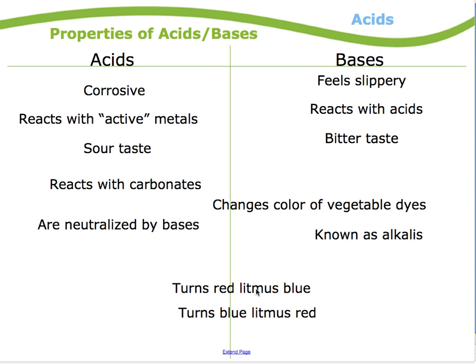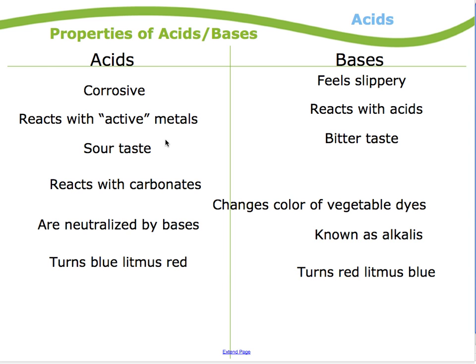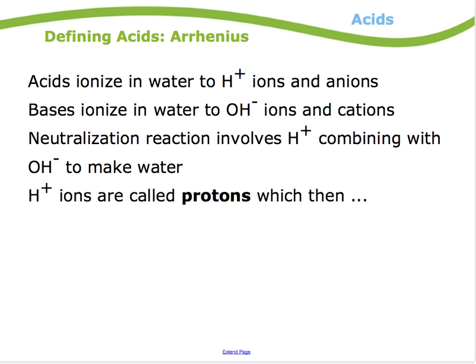Turns red litmus blue, or turns blue litmus red. One goes one way and one goes the other way. It's actually this: a base will turn red litmus blue, and an acid turns blue litmus red. Just a quick note on how you remember that. An acid turns blue litmus red, and a base turns red litmus blue. So if you remember the ABR or BRB, be right back, then hopefully you remember which is which. So those are just some quick properties of both acids and bases.